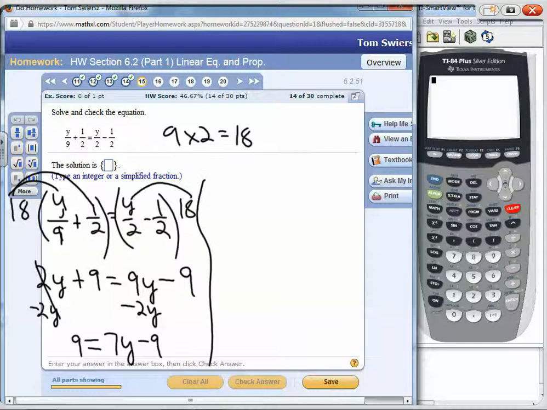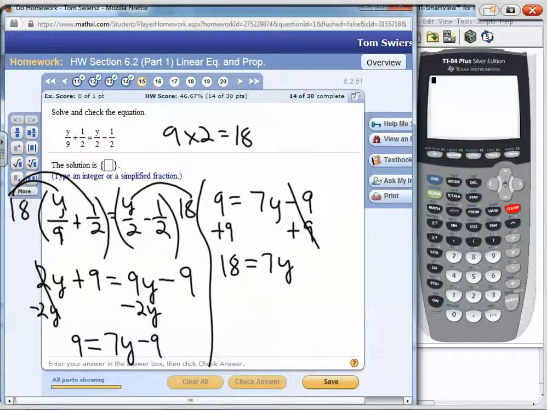Okay, so we have now what? 9 equals 7y minus 9. We would go ahead and get rid of the minus 9 because it's added with the y term. So we add 9, so we have 18 on the left side. Minus 9 plus 9 is 0. That's why we did it. Equals 7y. Divide by 7. 7 divided by 7 is 1. 1y equals 18 over 7.